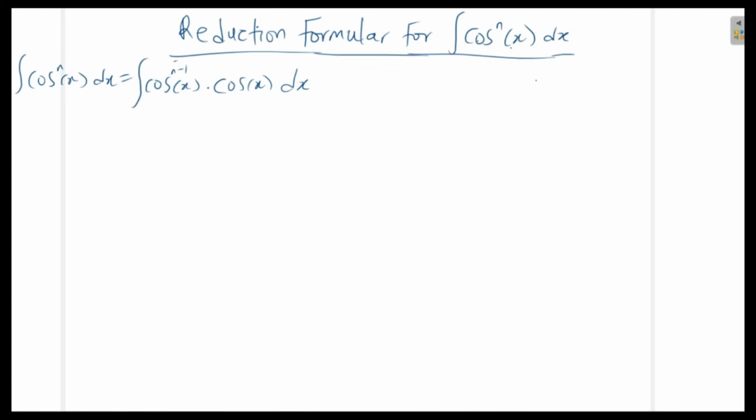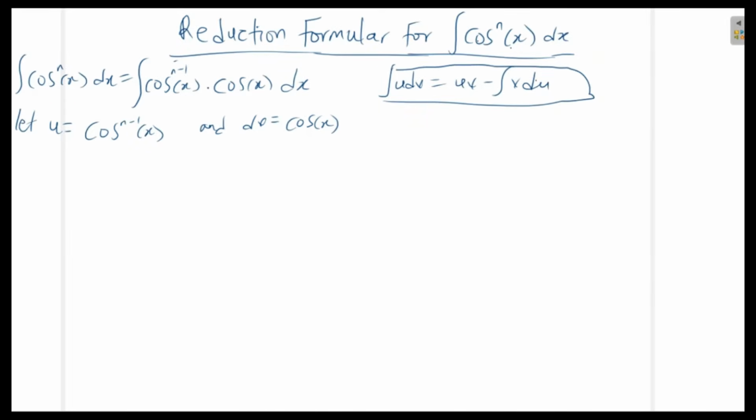Here, I'm going to use integration by parts to solve this integral. So I will let u be equal to cos to the power n minus 1 of x, and I will let dv be equal to cos x. And don't forget the integration by parts formula, which says the integral of u dv is equal to uv minus the integral of v du. This is what I'm going to use to derive the reduction formula.